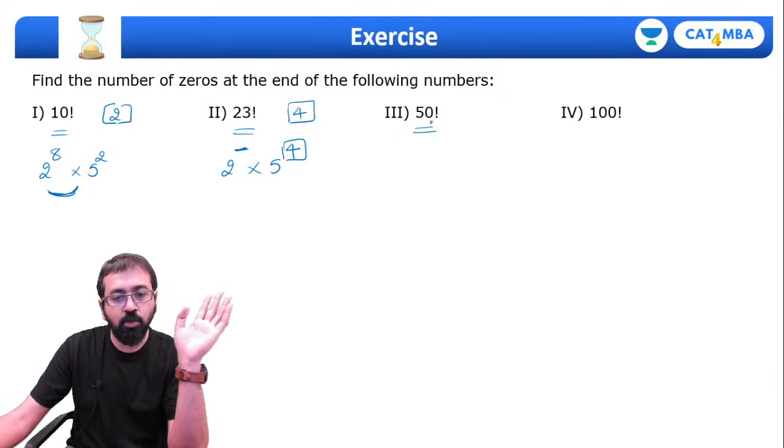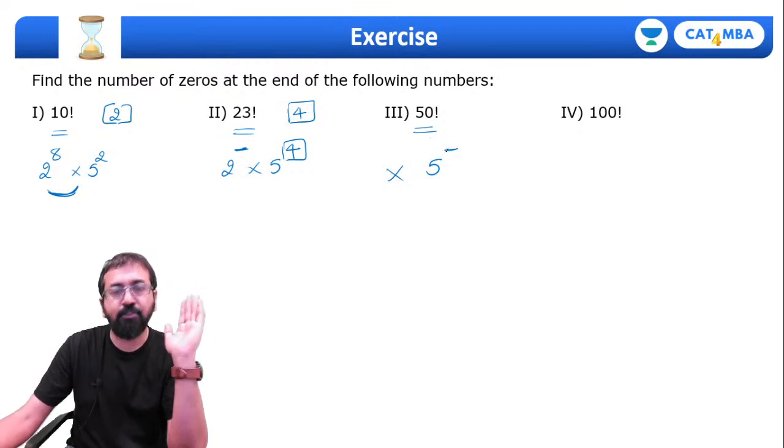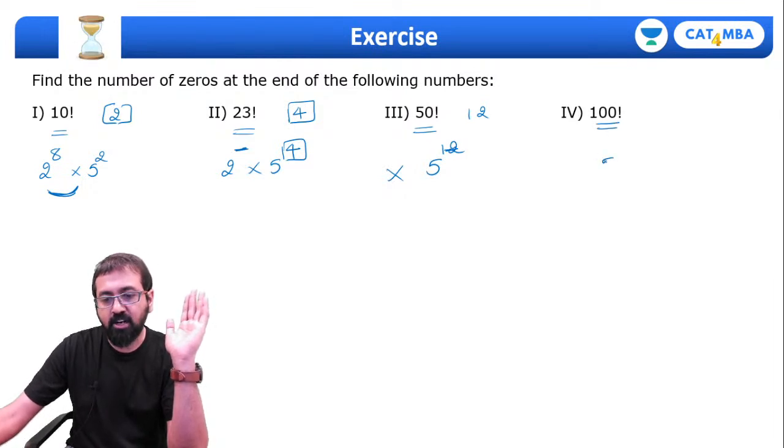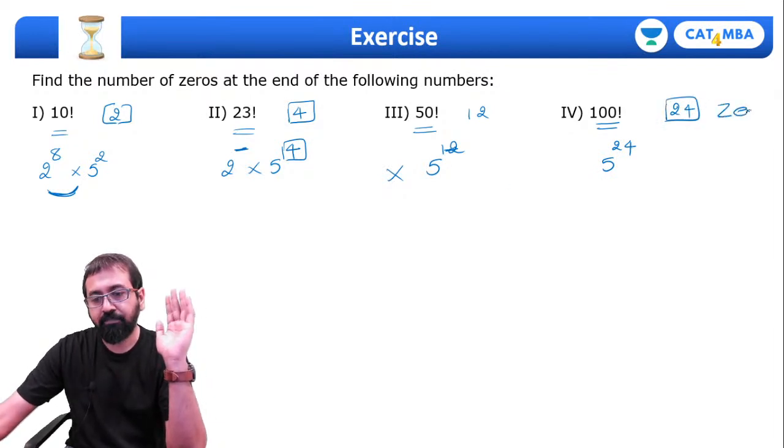Same way, the number of zeros at the end of 50 factorial will again depend on 5. We don't need to check for 2 now. We can just check for 5. So what is the power of 5 in 50 factorial? It's 12. So that's why there will be 12 zeros. What is the power of 5 in 100 factorial? It's 24, and that's why 100 factorial will end with 24 zeros.